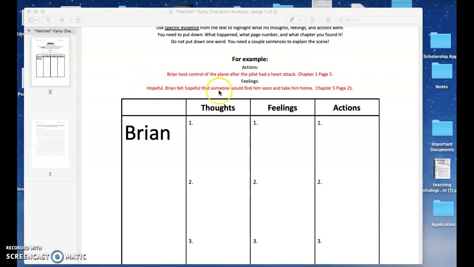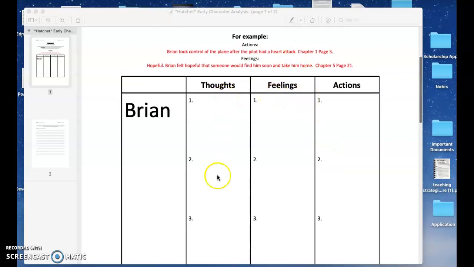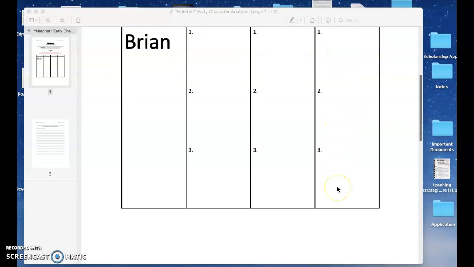For feelings, the same thing. Brian, at one point, I found he felt hopeful. In chapter 5, he felt hopeful that someone would find him and soon take him home, and that was on page 21. So again, I did that one time for thoughts, one time for actions. You need to do it 3 times for thoughts, 3 times for feelings, and 3 times for actions.